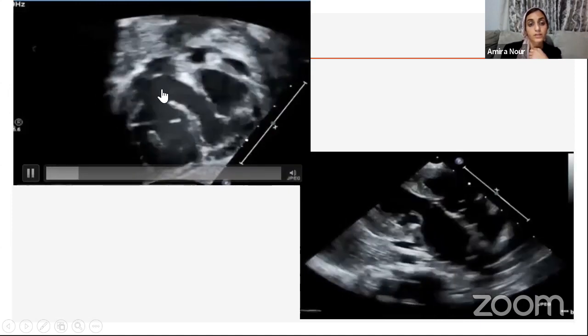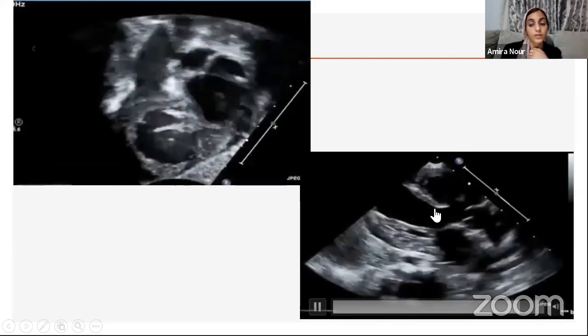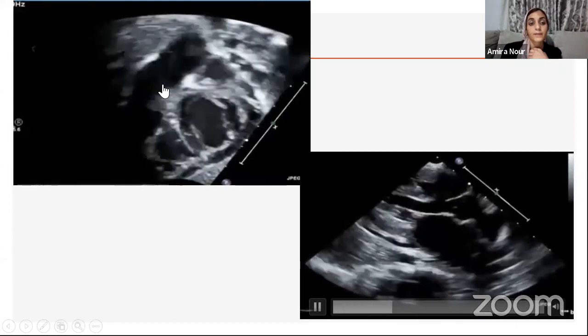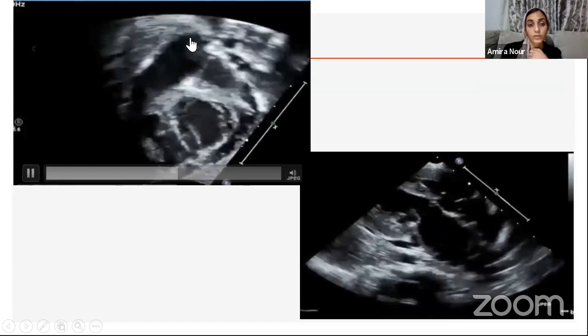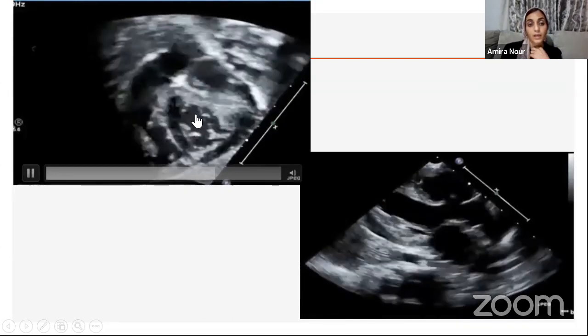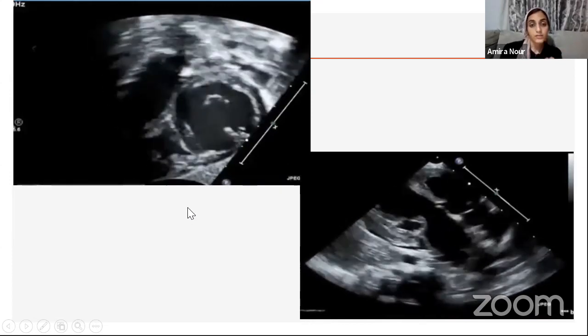Here is the aorta, and this is the aortic valve, and there is a large subaortic VSD, and in the corresponding parasternal long axis view, the VSD is also subaortic. And here we can see that the pulmonary artery or the pulmonary valve is not related at all to the VSD. So this patient was a DORV with subaortic VSD.